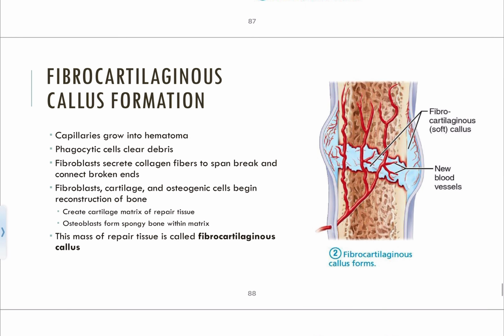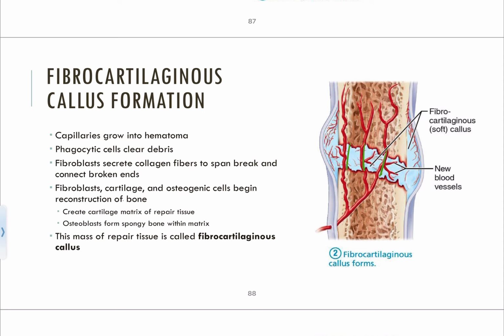The next step, a couple days later, is what's called the fibrocartilaginous callus, and this is where we start getting new capillary growth into the blood clot itself. Phagocytic cells come in and remove any foreign debris. Our fibroblast cells come in and secrete collagen, and the collagen fibers span the entire break and help connect the two ends of the broken piece.